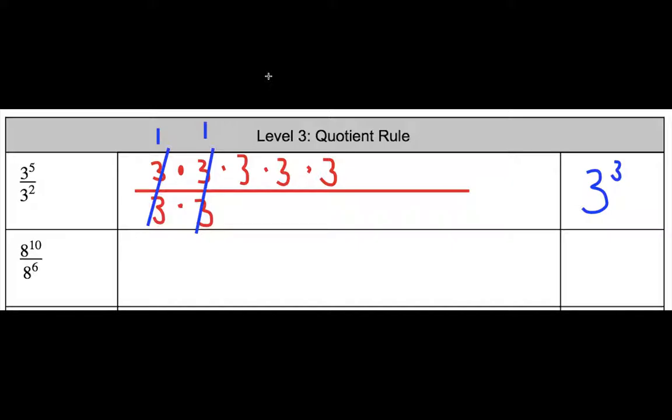At this point, you should finish all of the level 3 problems. Please make sure you expand all of the exponents out and then do any cancellations that you can before writing your final answer. Pause this so you can work on it, and then when you are finished, you can press play again and it will show you the answers.